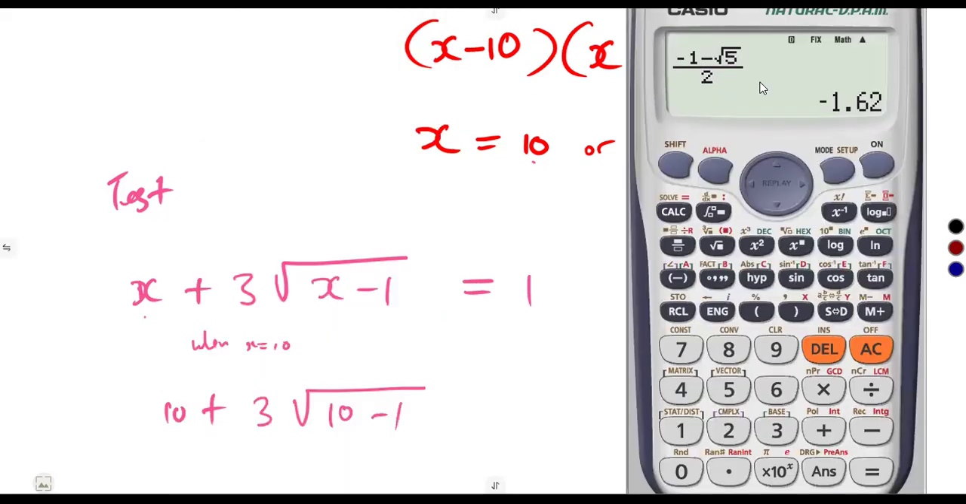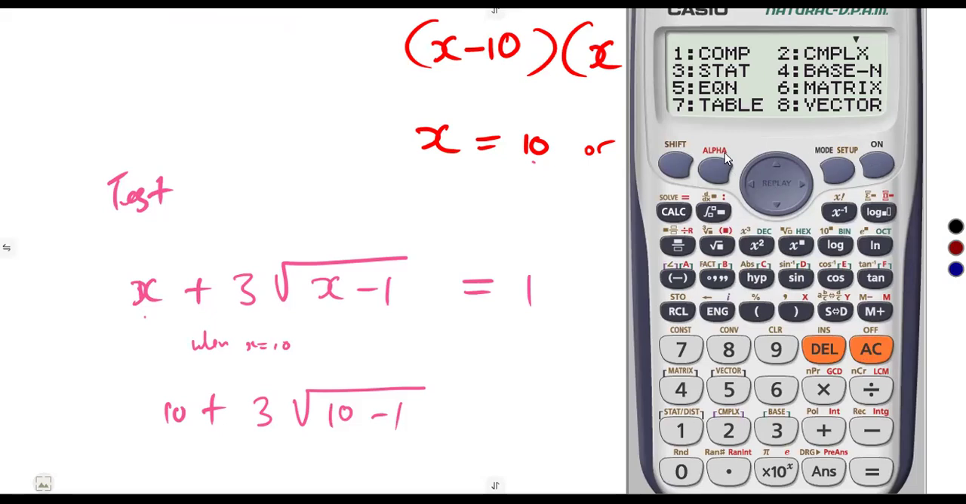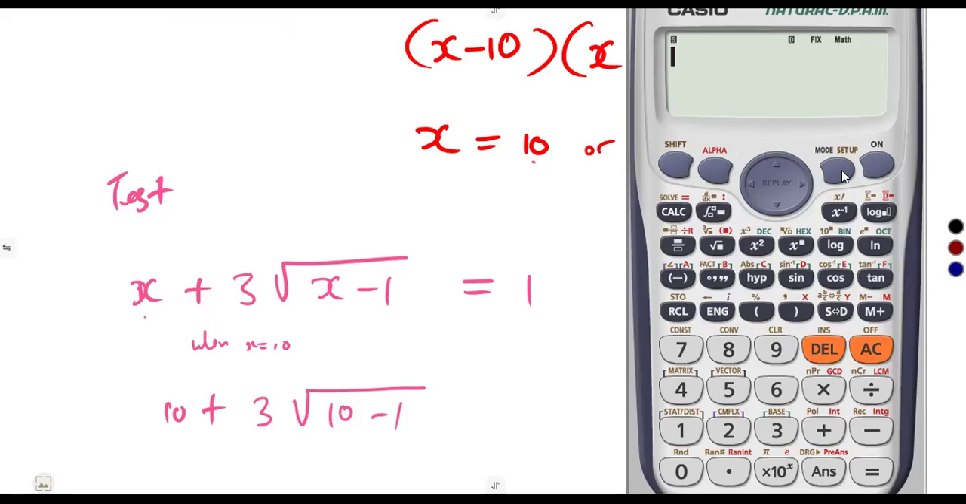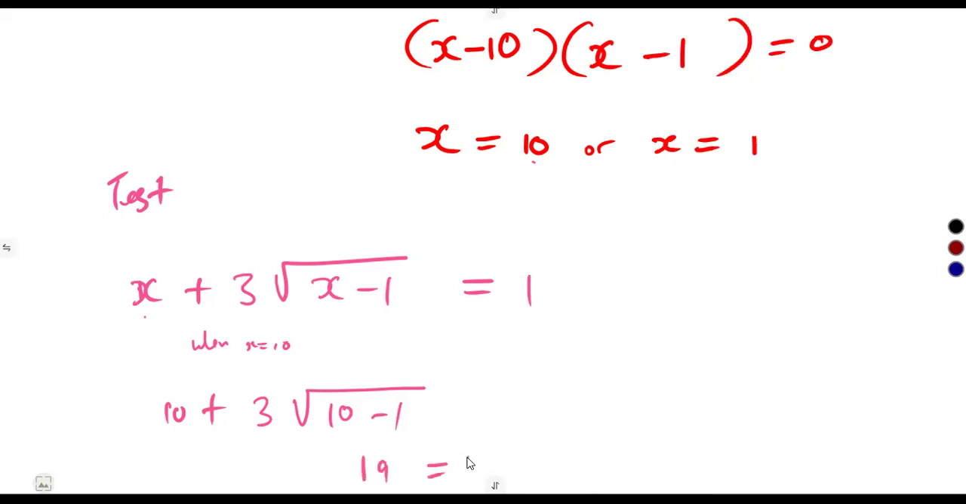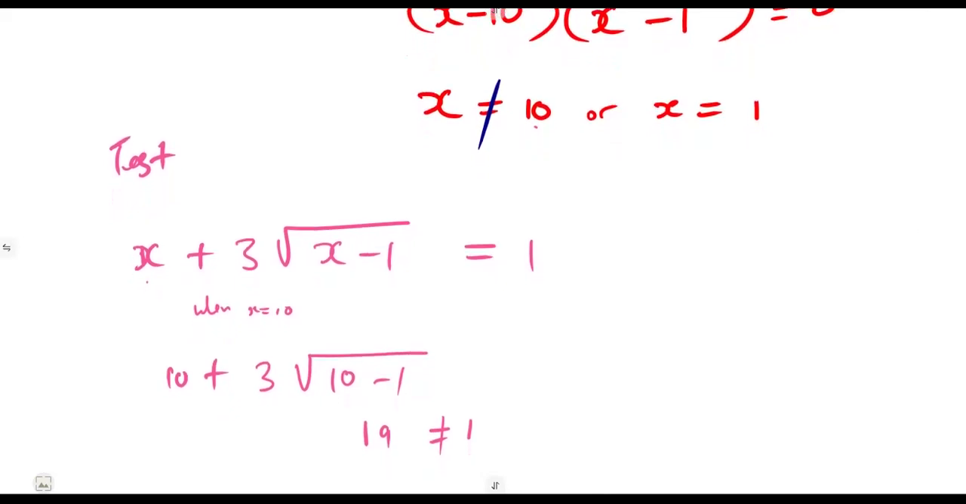And this time our calculator, we are supposed to go back to the original format. So let's go back, that's shift to the setup, go to number 8, then number 2. So this is 10 plus 3, the square root of what? 10 minus 1. Let's see what we are going to have. We are going to have 19. 19 instead of 1. This is not equal to 1. So meaning to say x cannot be equal to 10. All right? x cannot be equal to 10.